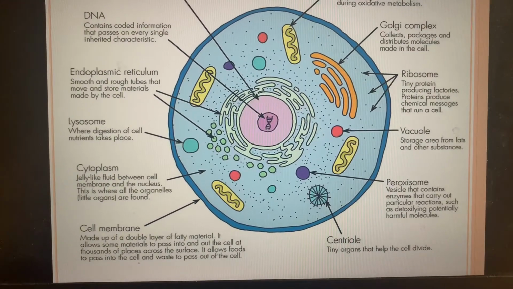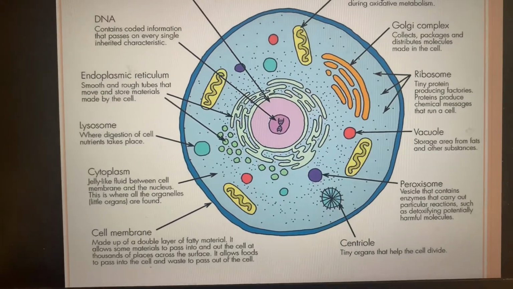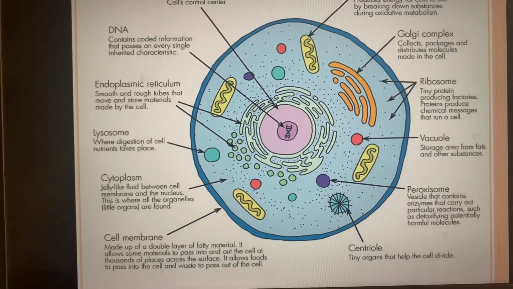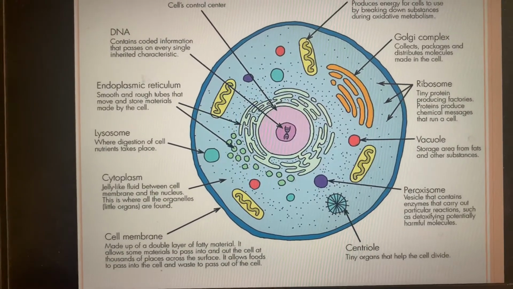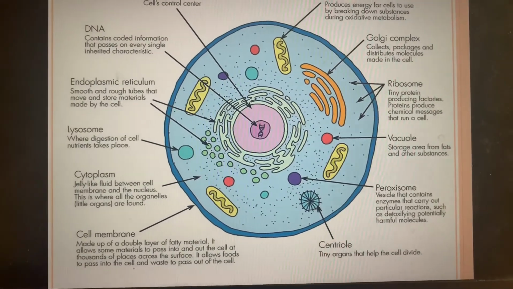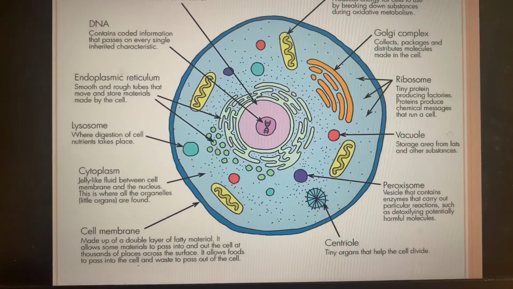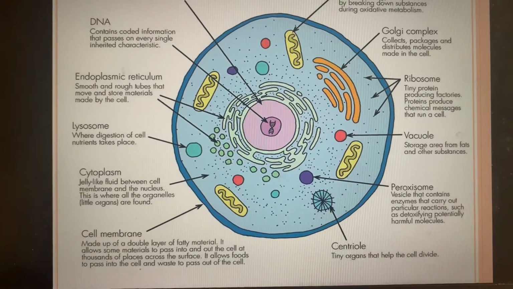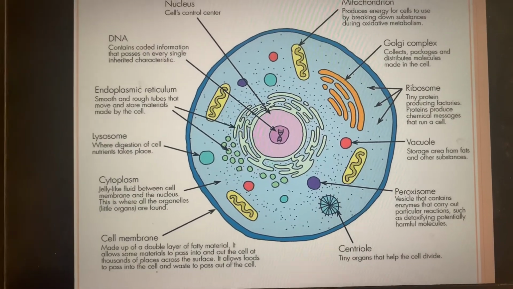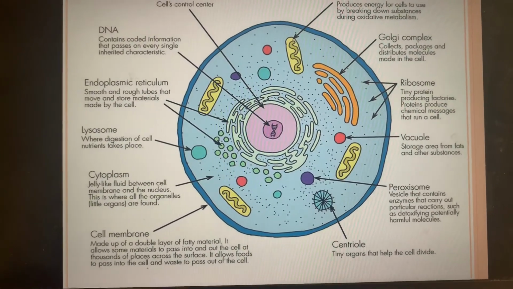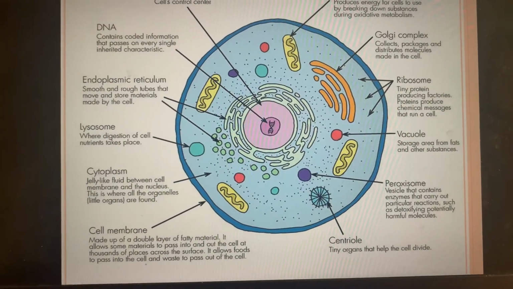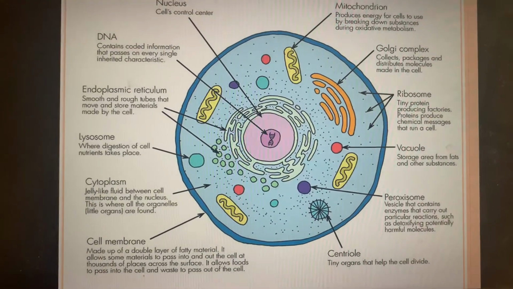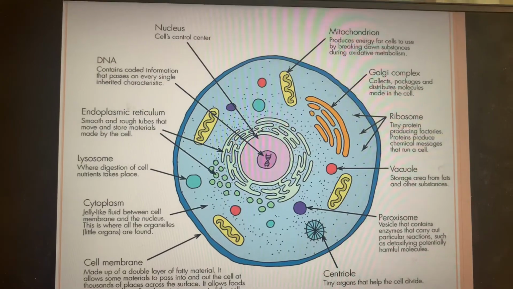It has the ER, endoplasmic reticulum, smooth and rough tubes. Lysosomes, where digestion of cell nutrients takes place. It has cytoplasm in abundance, mainly constituted with water. Then the cell membrane, made up of a double layer of fatty material, the lipid bilayer. It allows some materials to pass into and out of the cell. We have read it briefly or in detail in the earlier lectures.